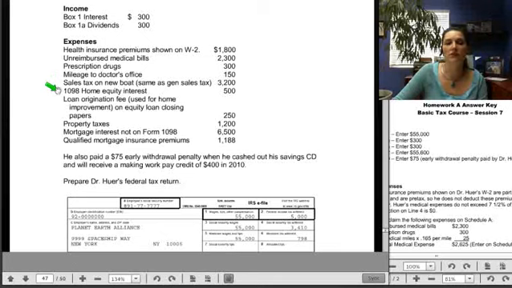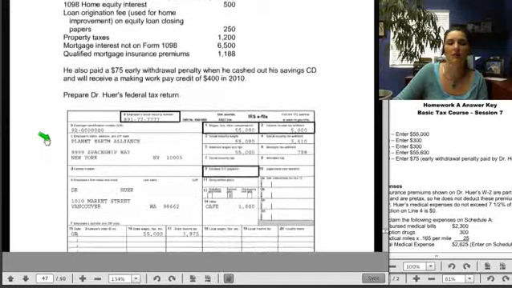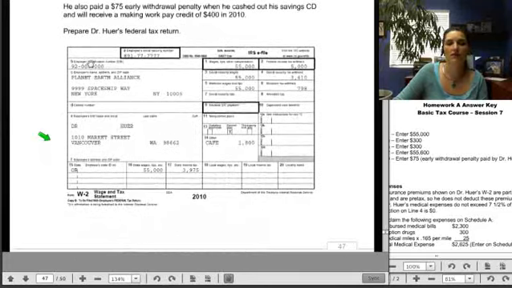He also has a 1098 home mortgage interest statement. The loan origination fee used for home improvement on the equity loan closing papers is $250, and he will be allowed to deduct that. Property taxes of $1,200 are deductible. The mortgage interest that is not on a Form 1098 because it was paid to Wilma Deering is also deductible, but it will go on a different line. And then, of course, the qualified mortgage insurance premiums in the amount of $1,188 are deductible as well. He paid an early withdrawal penalty when he cashed out his CD, and he is going to receive a Making Work Pay credit in the amount of $400.